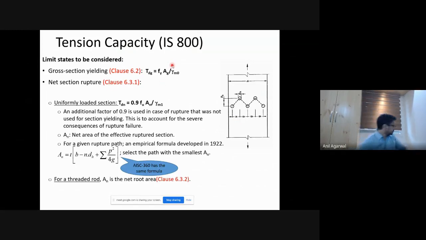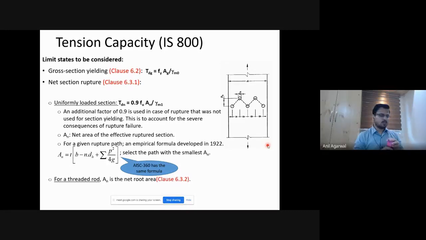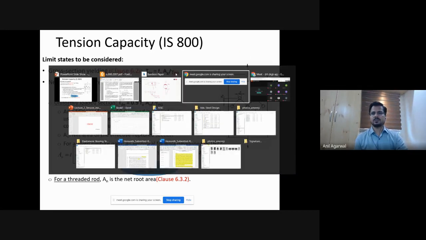So cross section multiplied by the yield strength divided by gamma M0. What does gamma M0 stand for? Partial safety factor for resistance. But it is applicable: gamma M0 is applicable for limit states of yielding and buckling only. Agreed?